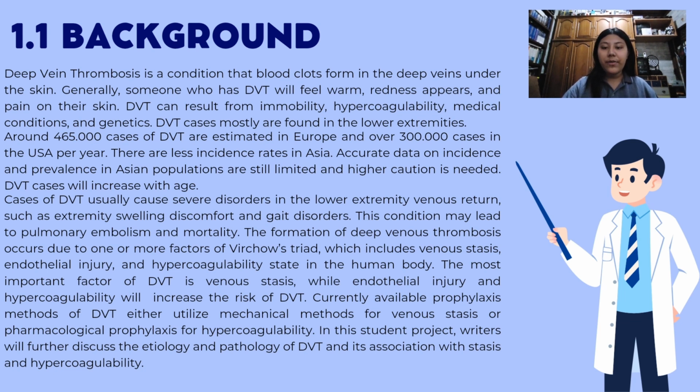and mortality. The formation of deep venous thrombosis occurs due to one or more factors of the virchow triad, which includes venostasis, endothelial injury, and hypercoagulability. Currently available prophylaxis methods of DVT utilize mechanical methods for venostasis or pharmacological prophylaxis for hypercoagulability. In the student project, the writers will discuss the etiology and pathology of DVT and its associations with stasis and hypercoagulability.